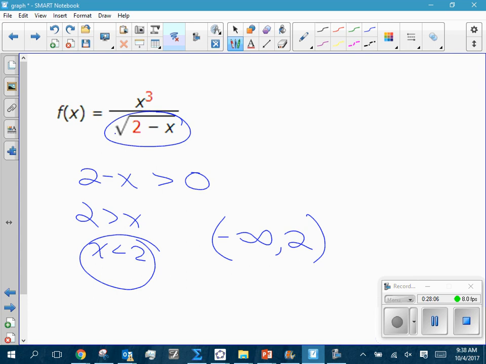Okay? If I take -5 and cube it, I get a number back. And then take 2 minus -5. Well, that's radical 7. I mean, I can take -125 and divide it by the square root of 7. That's okay. That will give me a real number back, right?